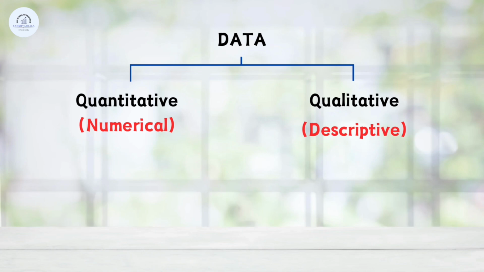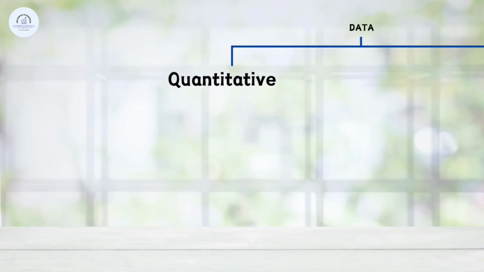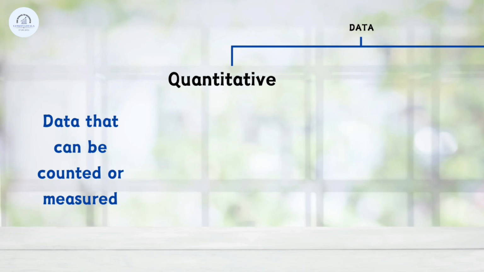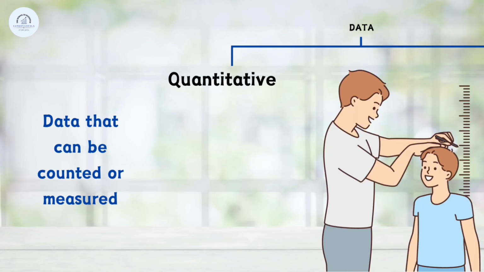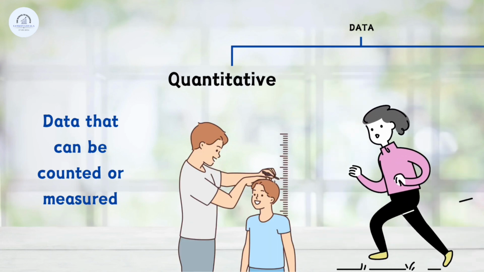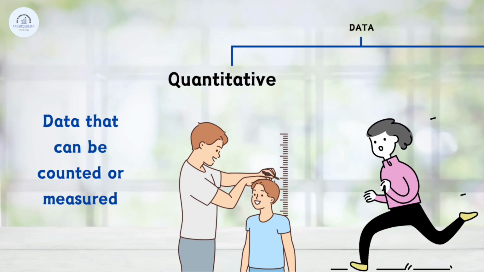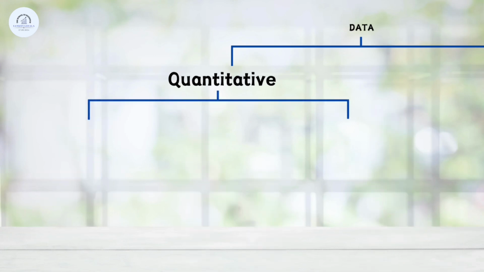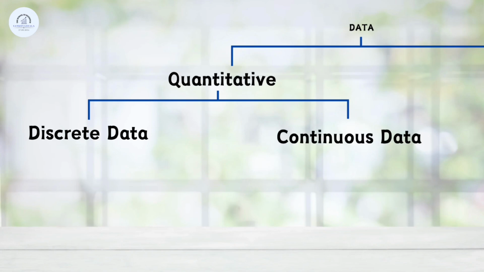Let us first talk about quantitative data, which is the data that can be counted or measured. Think about your height in centimeters or the number of steps you take in a day. These are examples of quantitative data. It can be broken down further into two categories: discrete data and continuous data.